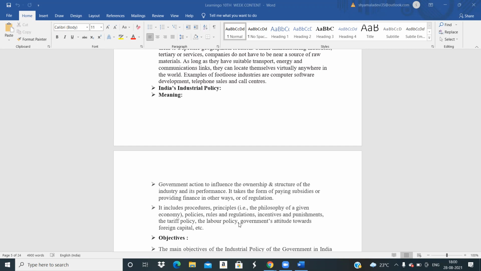Then government's attitude towards foreign capital. That means whether you are allowing MNCs to come and set up their industries in our country, whether you are clearing all the dues or not, this is also a very important aspect. How liberal you are in allowing companies to come and set up their plants in our country is what is called foreign direct investment. You call it FDI. That is also part and parcel of the industrial policy. Clear till here?